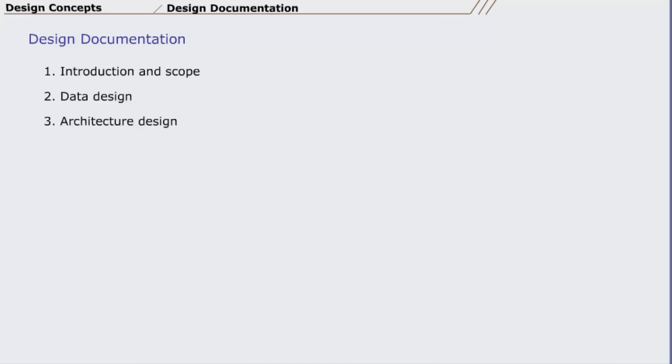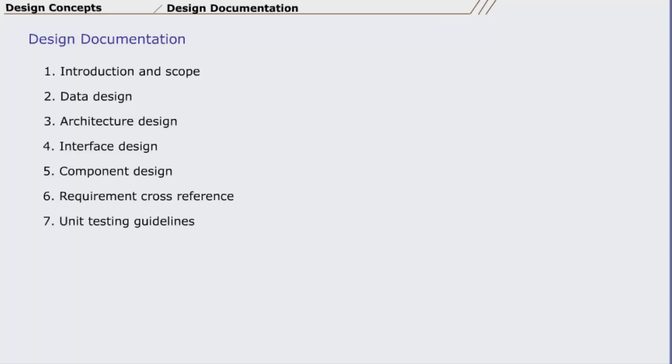Let us move on to our last topic, that is design documentation. A design document usually contains these sections. Number 1, Introduction and Scope. Number 2, Data Design. Number 3, Architecture Design. Number 4, Interface Design. Number 5, Component Design. Number 6, Requirement Cross-Reference. Number 7, Unit Testing Guidelines. Number 8, Design Constraints. Number 9, Supplementary Data.